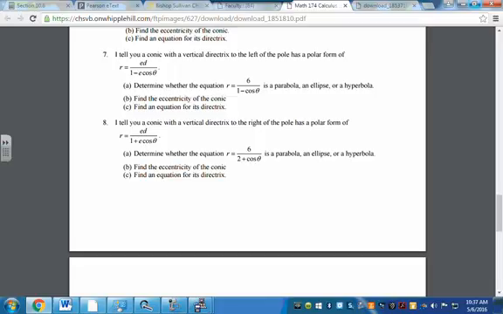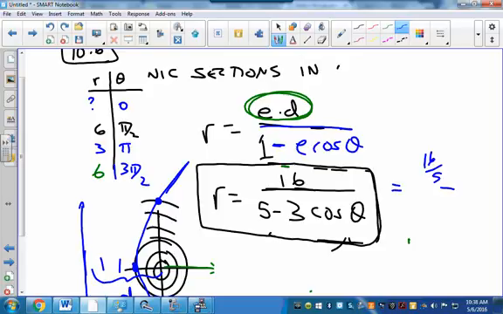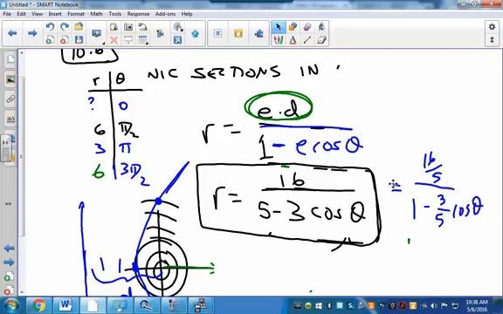Okay, so let's go back to the problem at hand. The task was, what is the eccentricity? And then what kind of curve is it? Eccentricity is 3 over 5. Okay, right, this has got to be a 1. So you multiply by 1/5 over 1/5. So this is the same as 16 over 5 divided by 1 minus 3/5 cosine theta. Okay, so I know it's an ellipse.